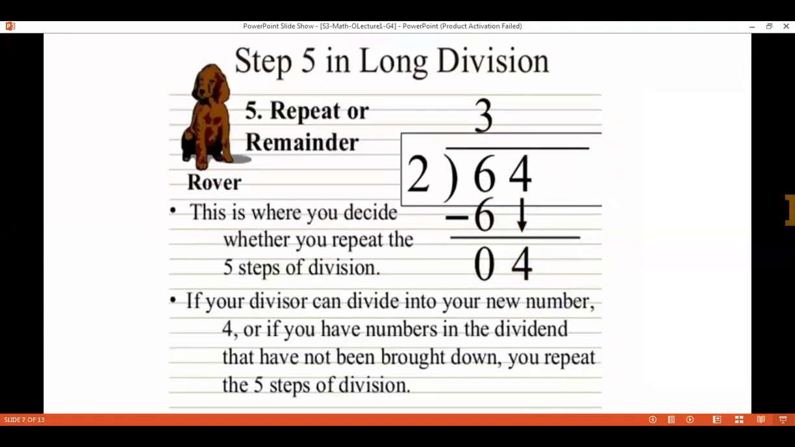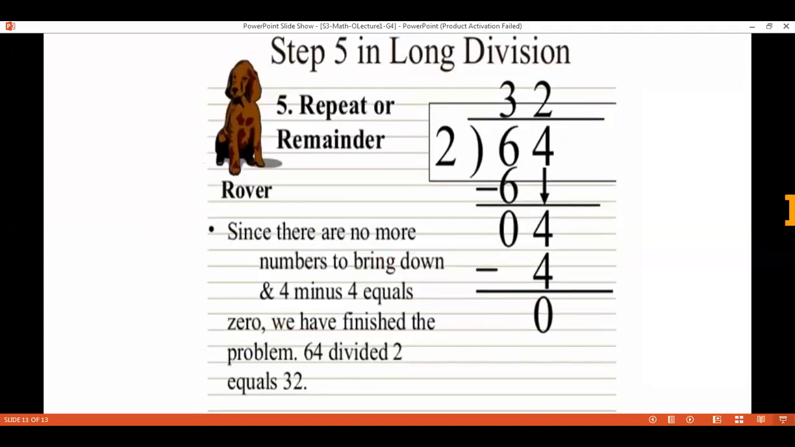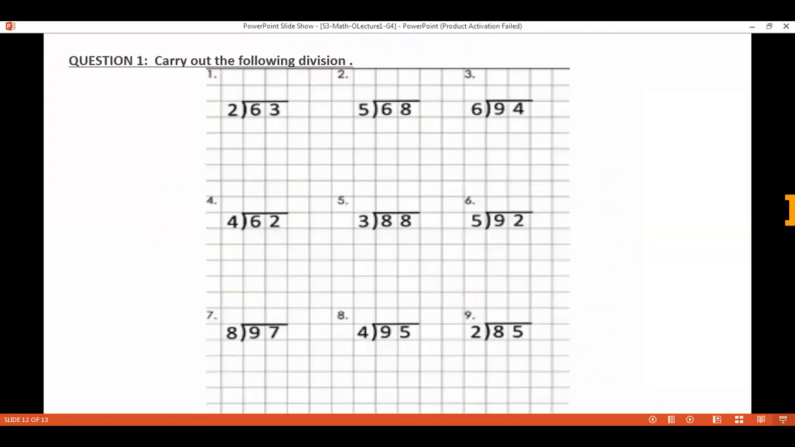So that was our first example. Okay. So now we need to start practicing, as you can see. I'm going to do the first one for you and then you have to continue. Let us start with the first one, which is 63 divided by 2. First of all, I'm going to take the 6, which is the first number. Okay, what's the first step?